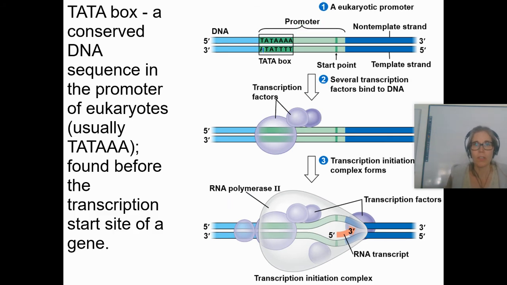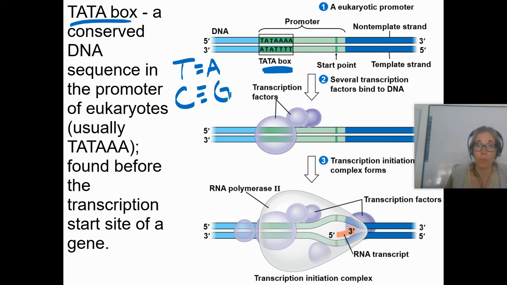You might notice this part of the promoter called the TATA box. T and A have 2 hydrogen bonds. Those complementary base pairs have 2 hydrogen bonds, whereas C and G have 3 hydrogen bonds. So I'm guessing the reason that there's a TATA box here is that it's easier to separate out those A's and T's. So this is conserved in eukaryotes. It's a DNA sequence in the promoter of eukaryotes that's found before the transcription start site of a gene. It's part of where RNA polymerase binds.